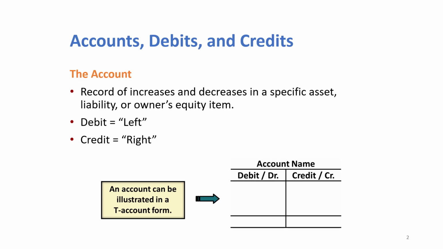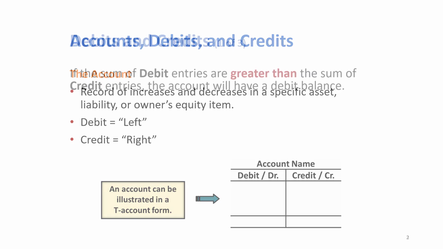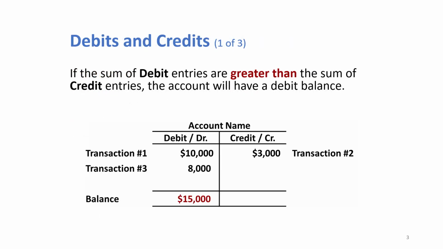The left side of an account is called the debit and the right side of an account is called the credit. If the sum of debit entries is greater than the sum of credit entries, the account will have a debit balance. Here you can see that the $15,000 balance is a debit balance because the total sum of debits is greater than the credits of $3,000.